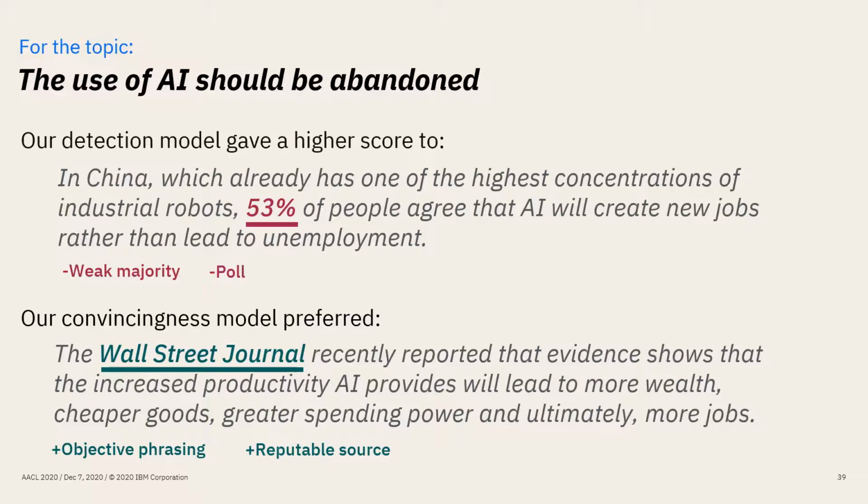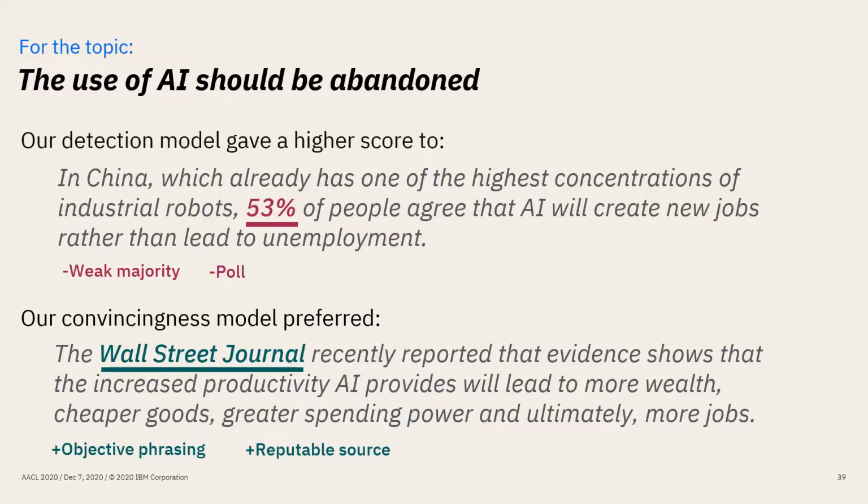So, which one is more convincing? There are several reasons to prefer the second evidence. The Wall Street Journal is a reputable source, and relying on evidence seems more convincing than relying on poll results, especially when the majority was only 53%. Indeed, our convincingness model preferred the second evidence, while the evidence detection model gave a higher score to the first evidence. This illustrates the significance of the convincingness module.